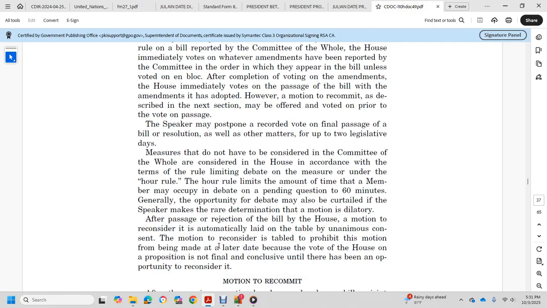The hour rule limits the amount of time when a member can occupy the debating of the pending question to 60 minutes. Generally, the opportunity of the debate may also be curtailed if the Speaker makes a determination that the motion is dilatory.